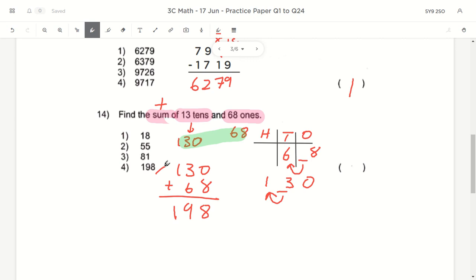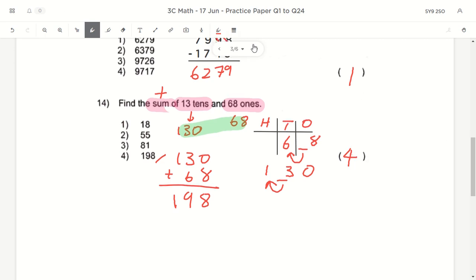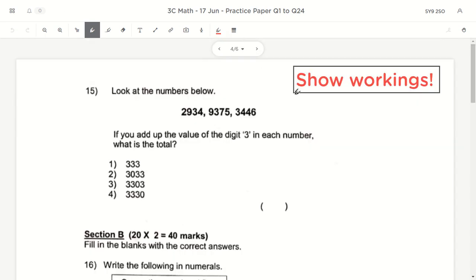So the answer is 4. It's actually quite straightforward, but yes, it's tricky, so you need to be very careful and not get tricked. Okay, let's go on. Question 15, the last MCQ. Look at the numbers below. I'm not asking you to add up all the numbers. I'm asking you to add the value of the digit 3 in each number. So let's find out the value of the digit 3 in each number.